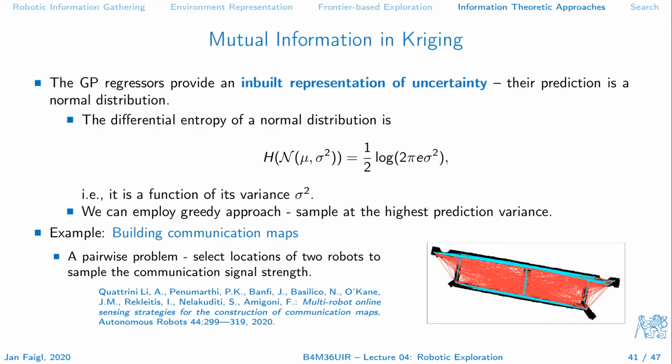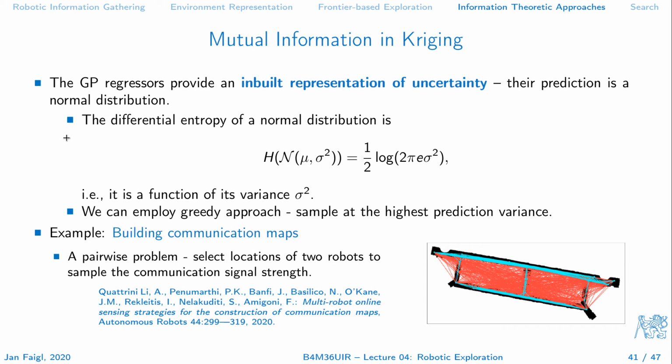And if you remember that we mentioned some example of the kriging using the Gaussian processes of drawing spatial phenomena, we can also consider kriging in these information theoretic based approaches. And so the nice feature of Gaussian process regressors is this uncertainty representation, because you have these estimates on the confidence or variance of the model.